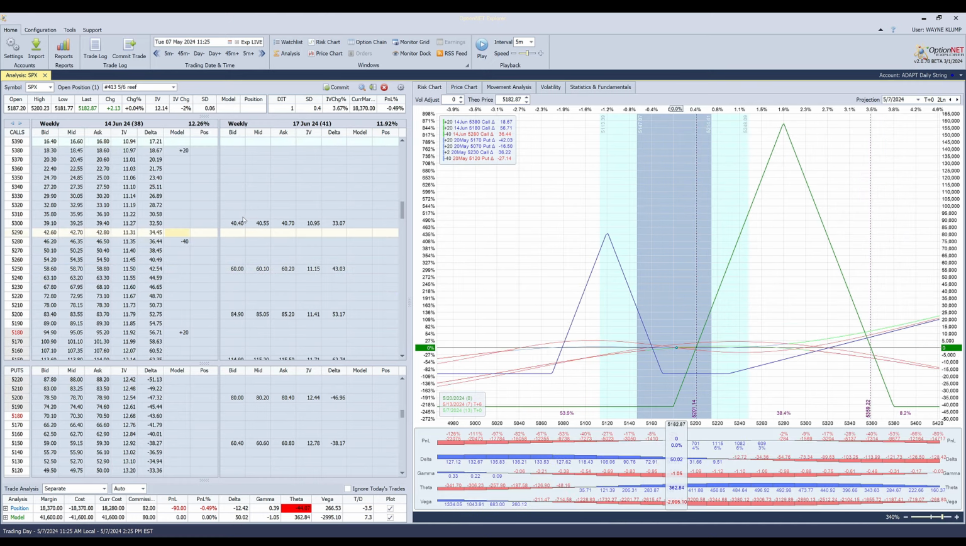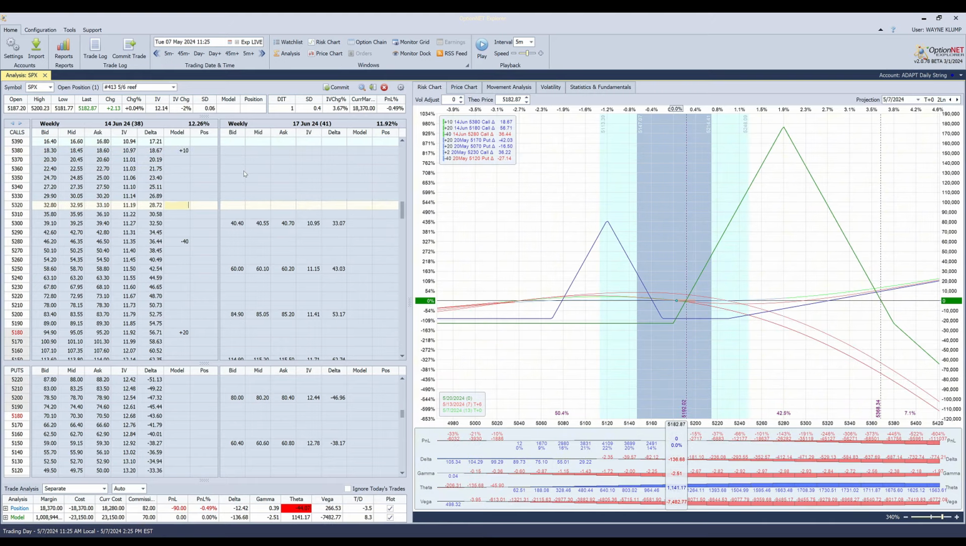All right, so let's put in a flat butterfly here. You can see back here, this is a monster, right? Absolute monster.